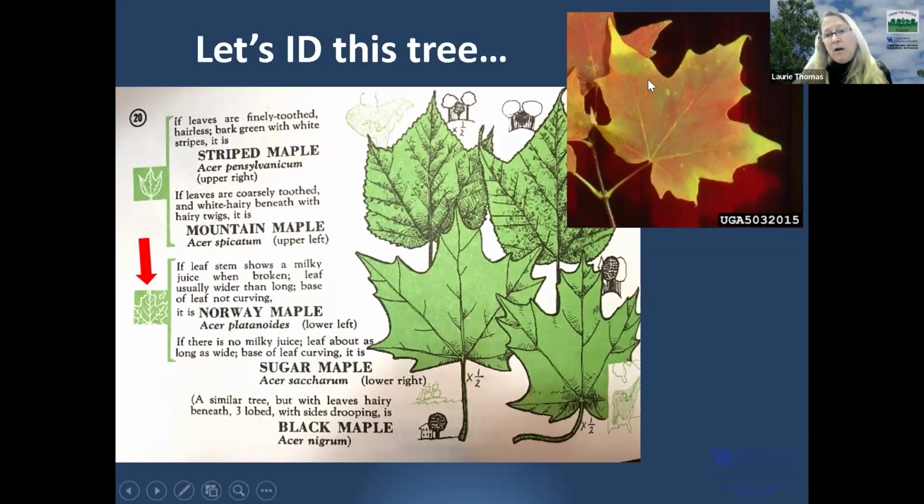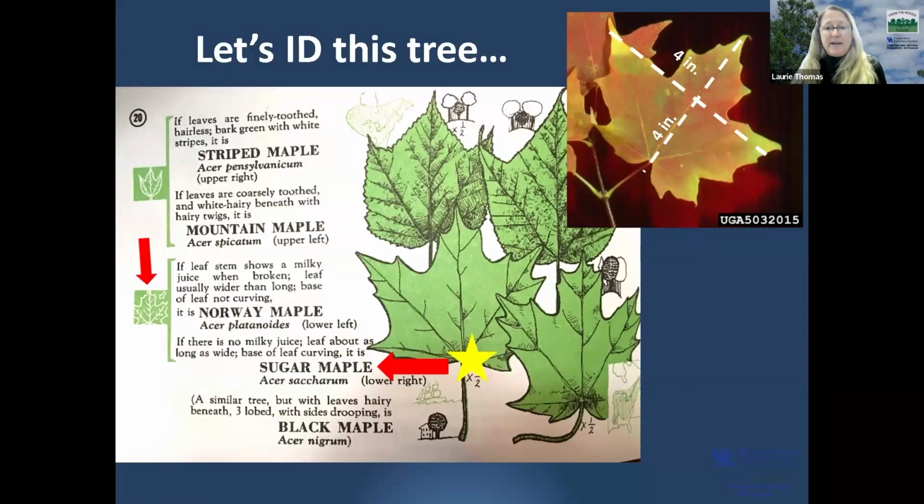Well, let's look at our photograph here. I can tell you this one doesn't have milky sap when you break it, though you can't tell that. And when you look at the base of our leaf, it's curved. It's not flat across like this sample. In fact, it looks like this example here. And when we measure it, we see that our leaf is about the same in width as it is in height. So if we look at our next option, if there is no milky juice and the leaf is about as long as it is wide and the base of the leaf is curving, it's a sugar maple. So that's what we have right here, our sugar maple.